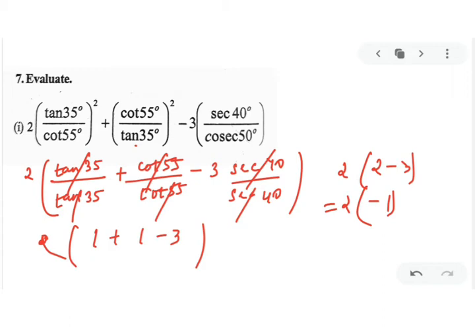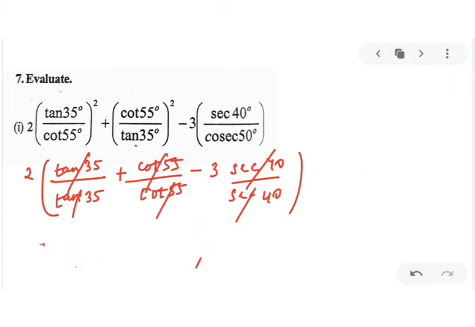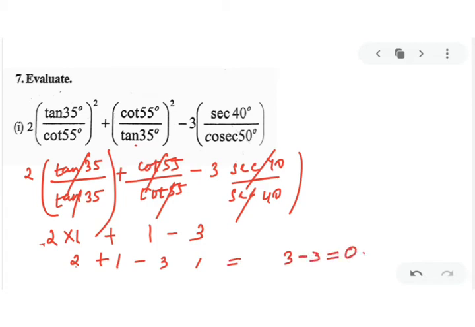Are you getting my point clear? So here I have, okay. This 2, I'm so sorry kids, this 2 will be only with the first bracket. I'm sorry I haven't put the bracket here. So 2 into 1 plus 1 minus 3. So that will be 2 plus 1 minus 3. That is 3 minus 3. That is equal to 0.